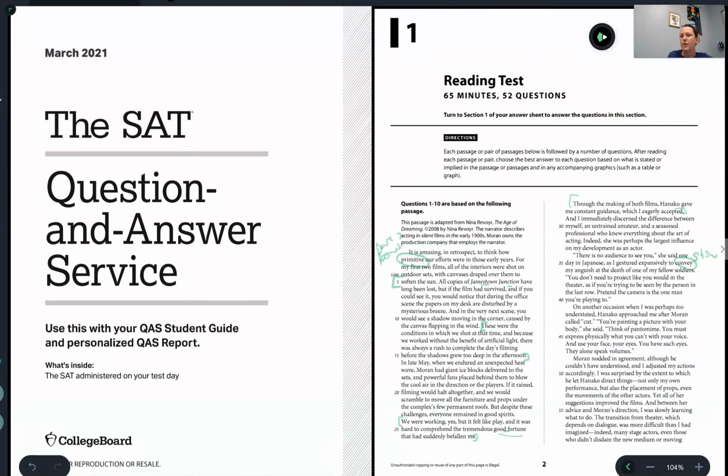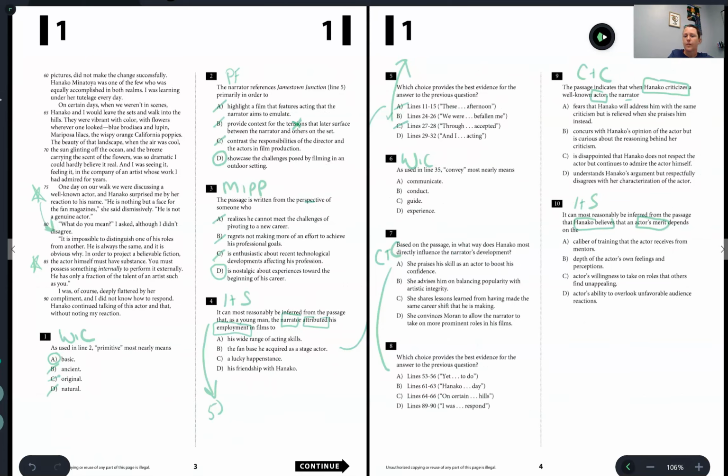Through the making of both films, Hanako gave me constant guidance, which I eagerly accepted. That does not talk about how he came to be employed, just what happened as he was employed, so we can get rid of that one. 29 through 32.